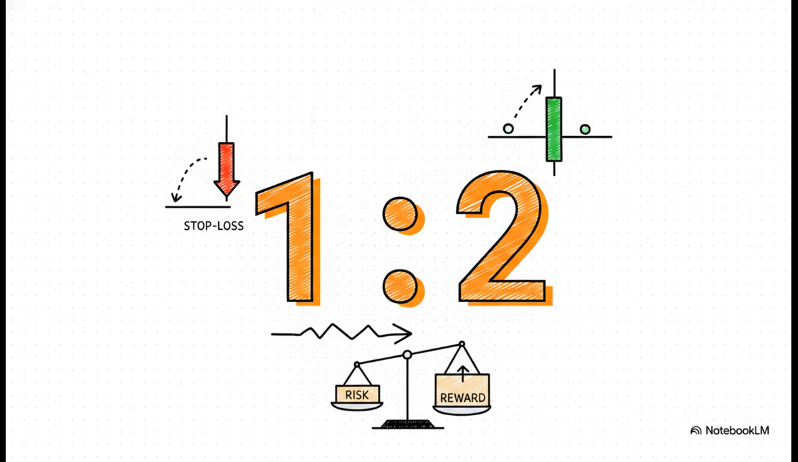Always aim for a risk-to-reward ratio of 1 to 2. If your stop loss risks 10 points, your absolute minimum target should be 20 points. Aiming for at least double what you're risking is what keeps you consistently profitable in the long run.